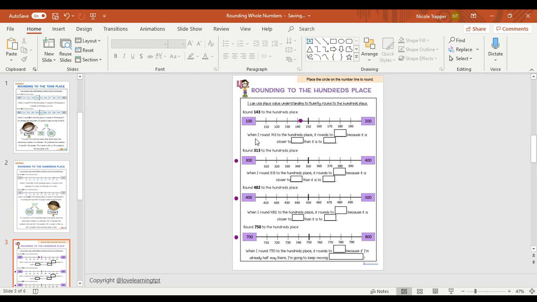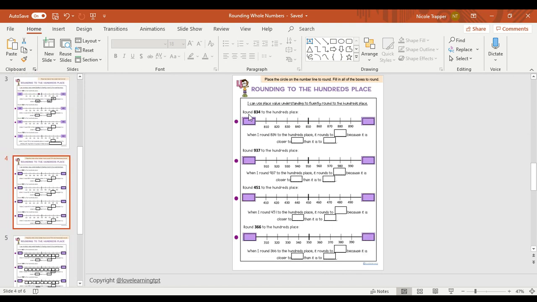Next, I'm going to read the statement. It says, when I round 143 to the hundred place, it rounds to blank. So I'm going to say it rounds to 100, and I'm going to type in 100, because it's closer to 100 than it is to 200. Because it's on this side of the midway point, I'm going to round it to the 100. If it was at the 150 or more, I would round it up to the 200. But because it's before that halfway point, I'm going to round it down.